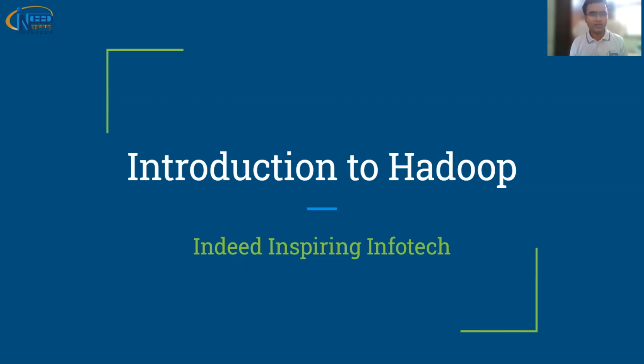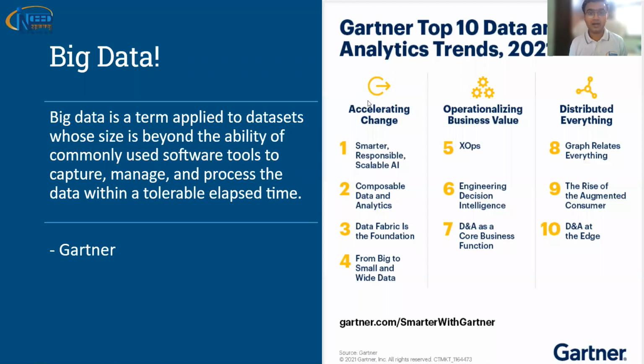This is tutorial 1 on Big Data series and the topic is Introduction to Big Data and Hadoop. Let's begin with it. So Big Data, as per Gartner's definition, which was given, I believe, in near about 2000-2001, they say that big data is a term applied to data sets whose size is beyond the ability of commonly used software tools to capture, manage, and process within tolerable elapsed time.